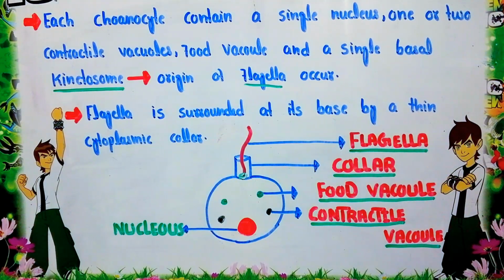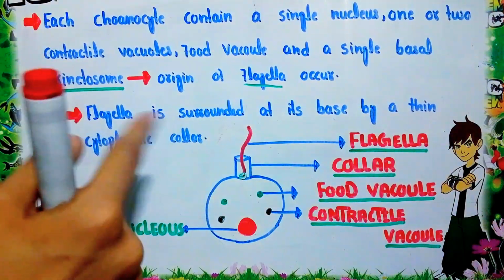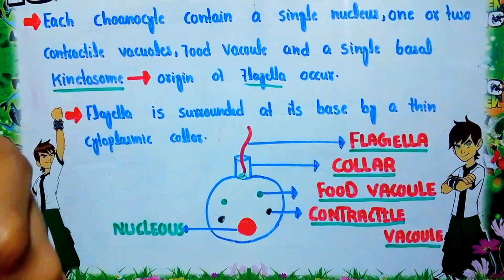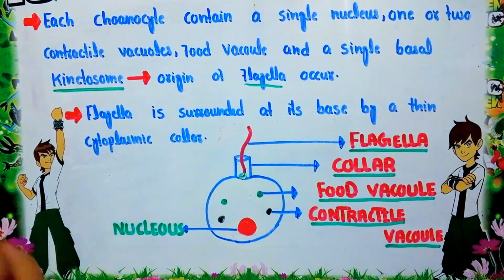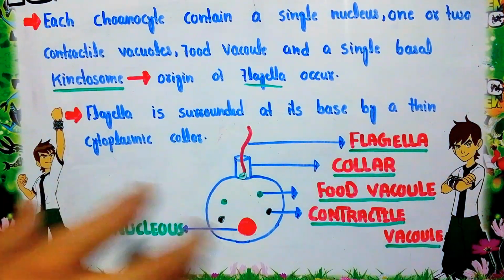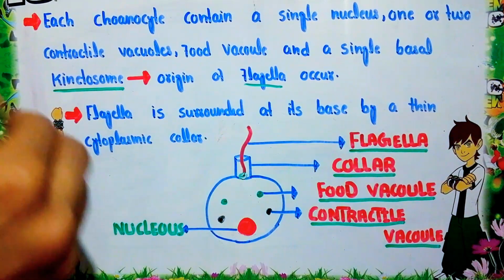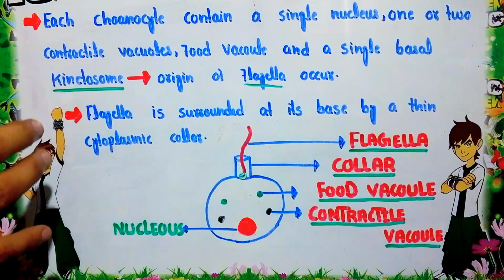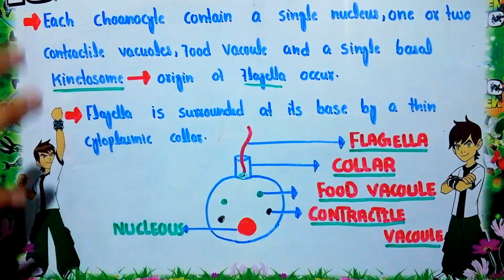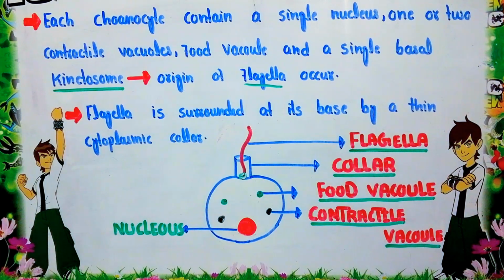So mainly this choanocyte, the first function of the choanocyte cell, it contains a flagella. This flagella is responsible for beating. When this flagella beats, the water can easily enter the body of the sponge. So this is the first function. After the water enters, it carries food with it. Now this choanocyte cell is mainly responsible for the digestion of food. So these are the two important functions of this choanocyte cell.